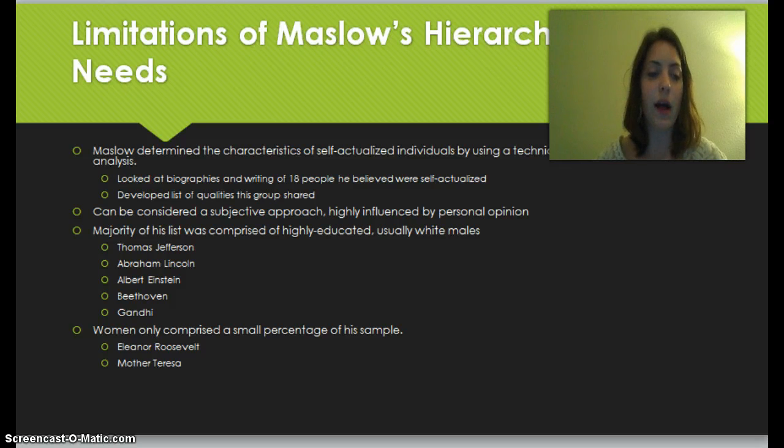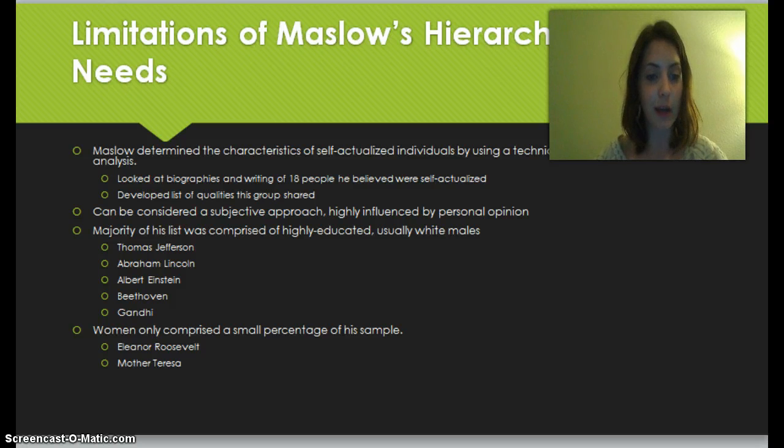Of course, this was all highly subjective because he was the one that decided that they were in fact self-actualized. He was the one that developed the list of people, and of course it was highly influenced by his personal opinion and his worldview. In fact, the majority of his list was comprised of highly educated, usually white males, which some people have used to criticize his theory.